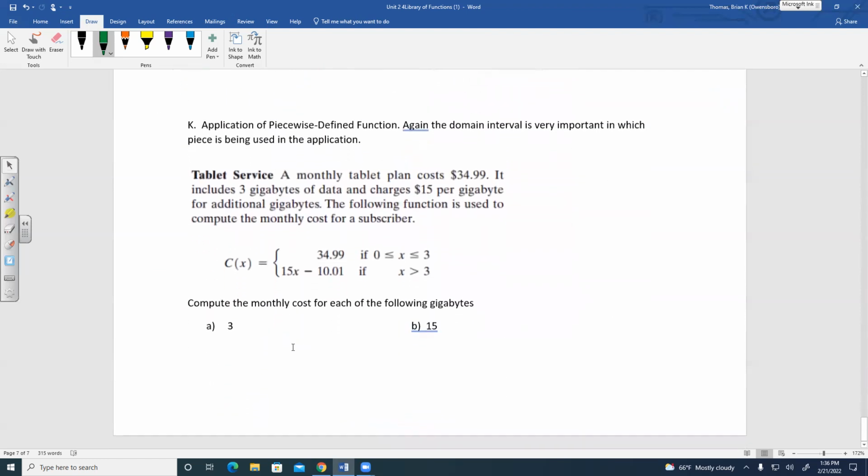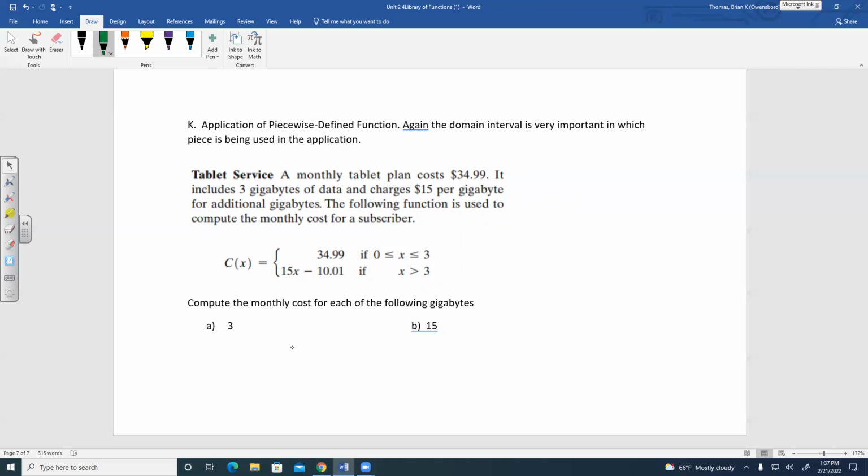Okay, so again, another thing you may have to do is an application. So I have a monthly tablet plan that costs $34.99, which includes 3 gigabytes of data. It charges $15 per gigabyte for additional gigabytes after that. So the first 3 are kind of free. Well, I mean, they're $34.99, but after that, there's this extra charge of $15 per gigabyte. So the following function is used to compute the monthly cost for a subscriber. So we have this function. It's a cost function where C represents cost, and X is going to be the number of gigabytes involved.